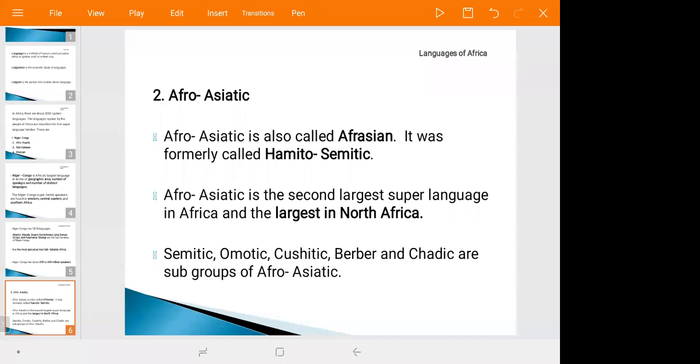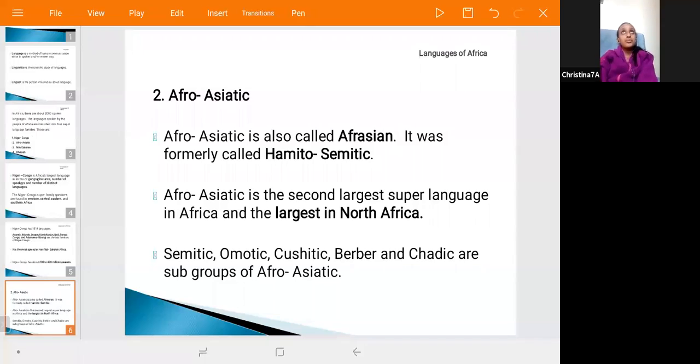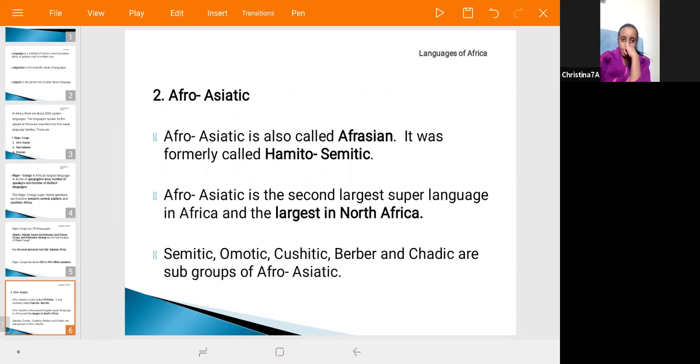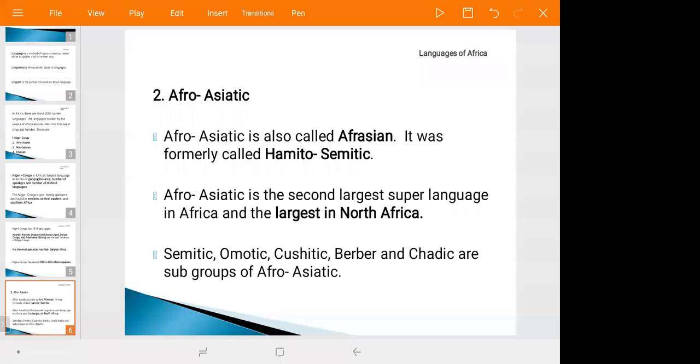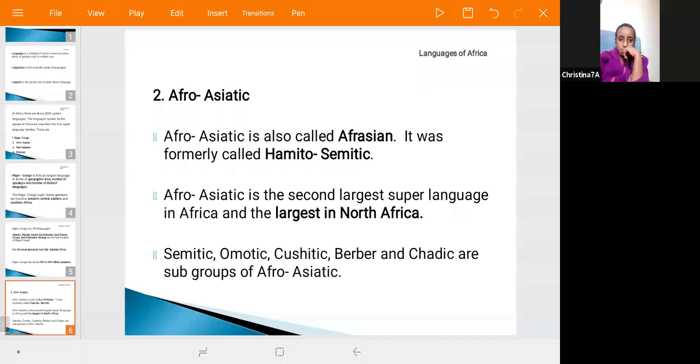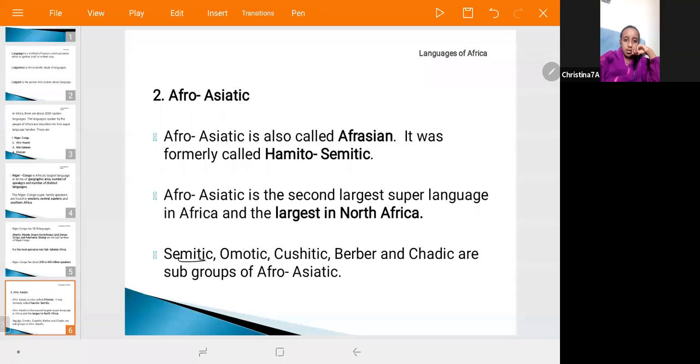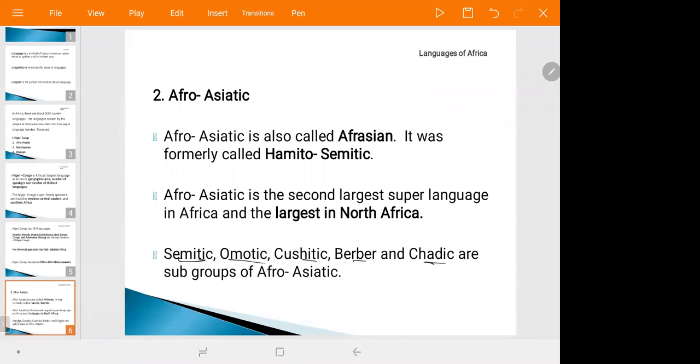That means in the Sahara Desert. Below the Sahara Desert, we have speakers of, mainly, not only, but mainly the Niger-Congo. But within the Sahara, there are about 12 countries, and these people speak the families of the Afro-Asiatic. And the sub-branches of the Afro-Asiatic are Semitic, Omotic, Cushitic, Berber, and Chadic.